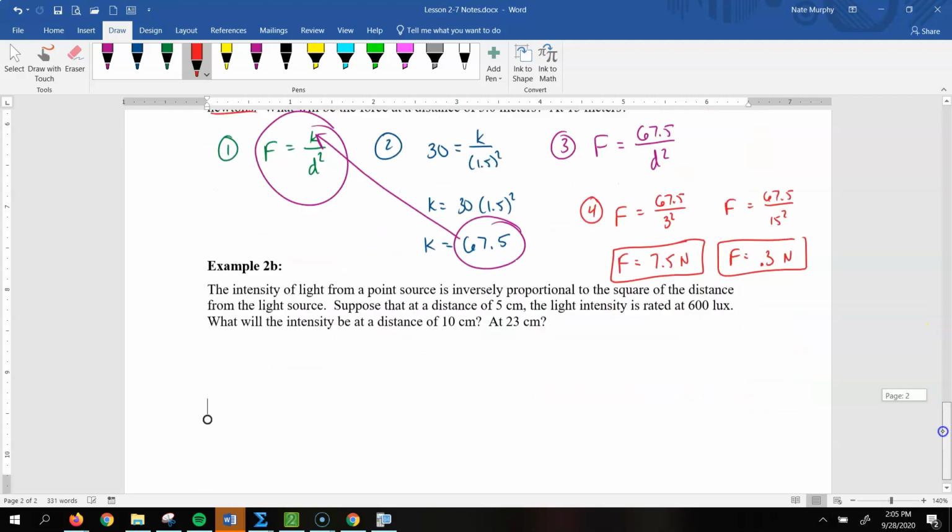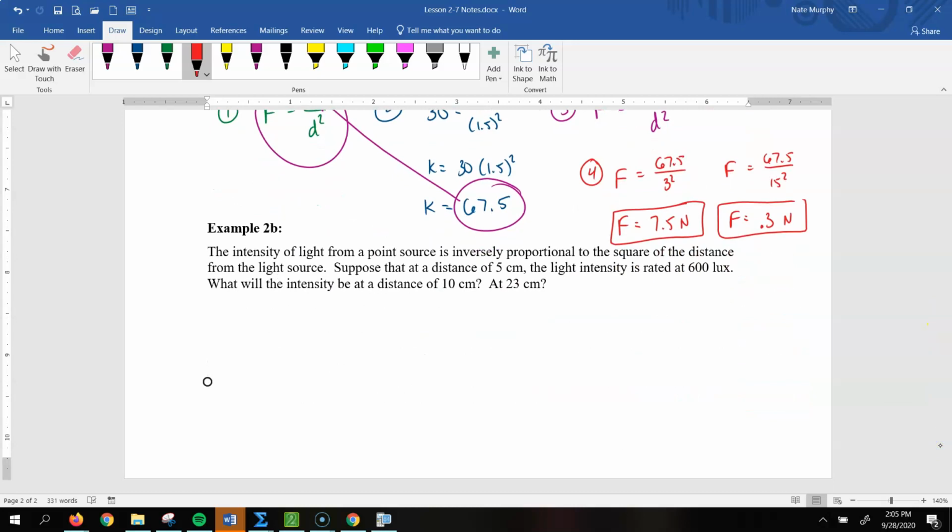All right. This last example, you're going to do the same idea. So it says the intensity of light from a point source is inversely proportional to the square of the distance from the light source. So read that very carefully. Suppose at a distance of 5 centimeters, the light intensity is rated at 600 lumen, or lux is how we refer to that as a unit. What will the intensity be at a distance of 10 centimeters and at a distance of 23 centimeters? So just like the previous example, you're going to have two answers when you get to the end.